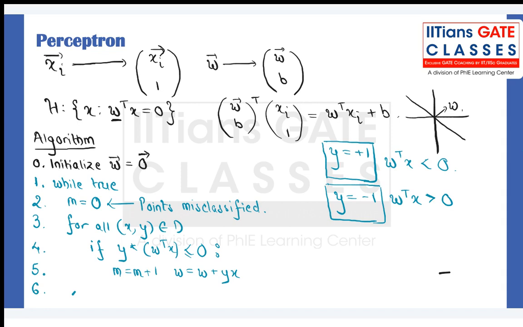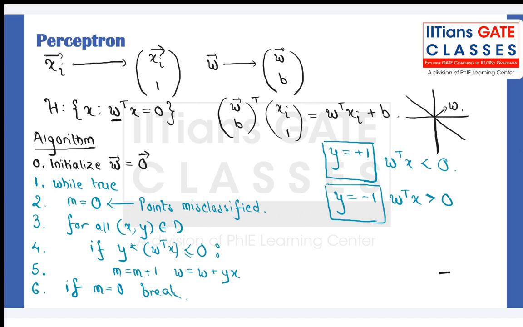And then step 6: if m is equal to 0, then you break from the loop. So you initialize the weight vector to all zeros. You initialize a while loop, true. Initially, you have a counter m equal to 0 that specifies how many points are misclassified. Then you iterate over each x comma y in your data set. And if y times w transpose x is less than or equal to 0, then, please hold on, I will let you know why, you increment the misclassified count by 1 and you update the weight vector: w becomes w plus yx.